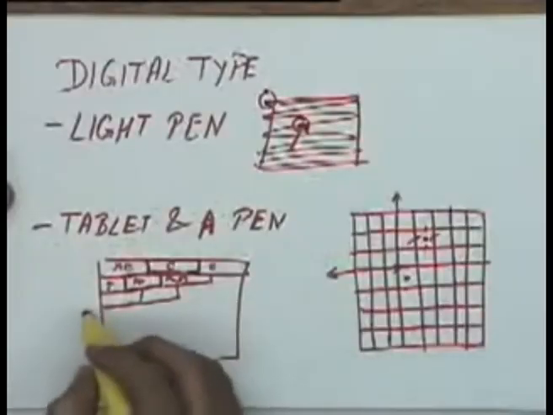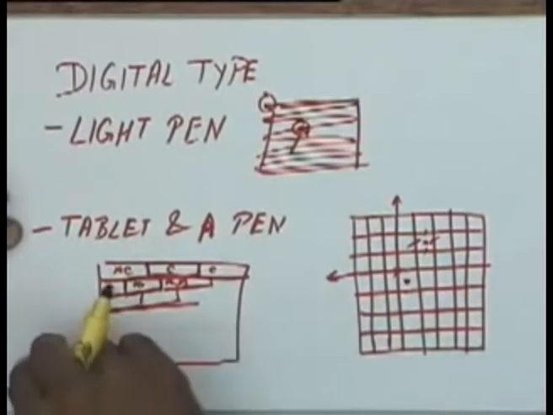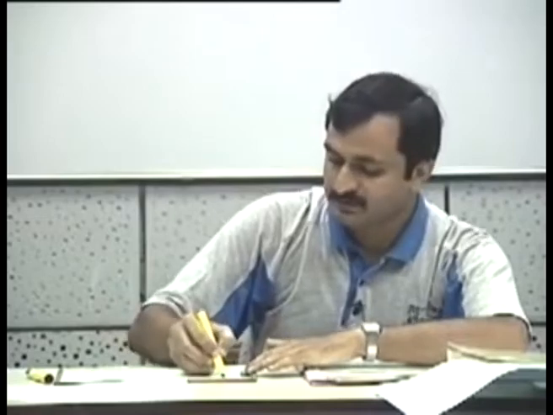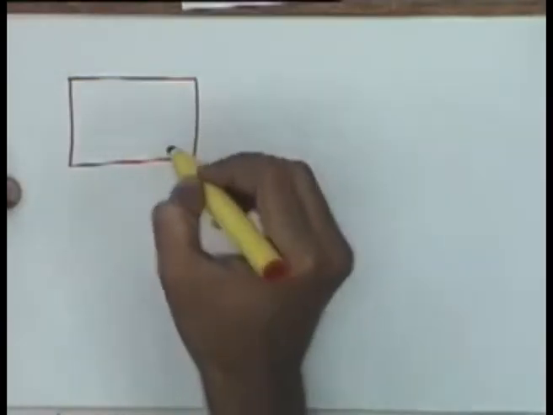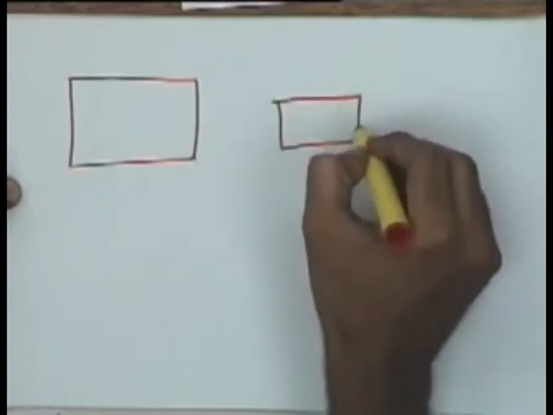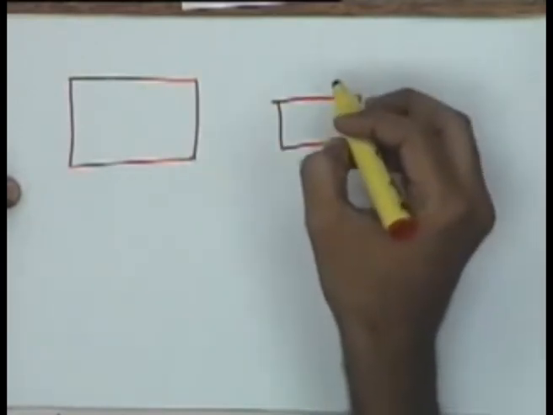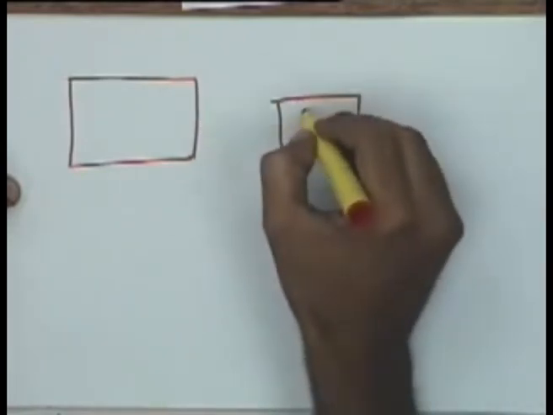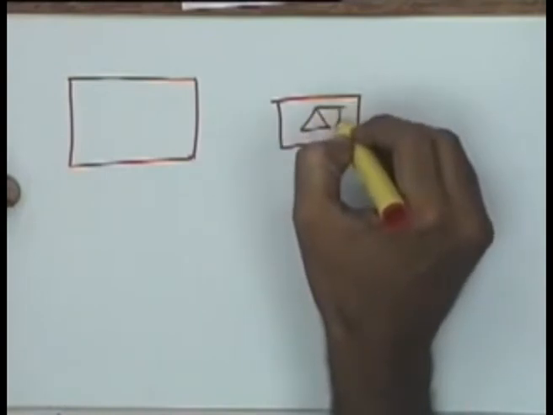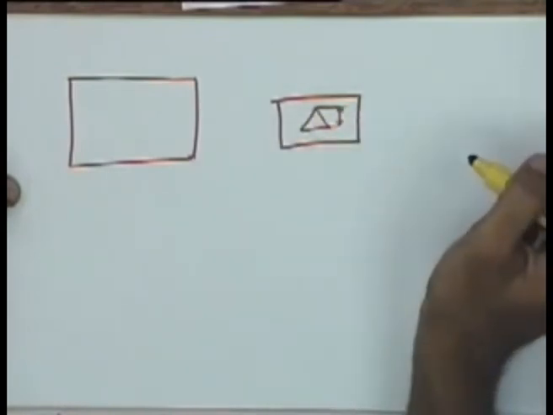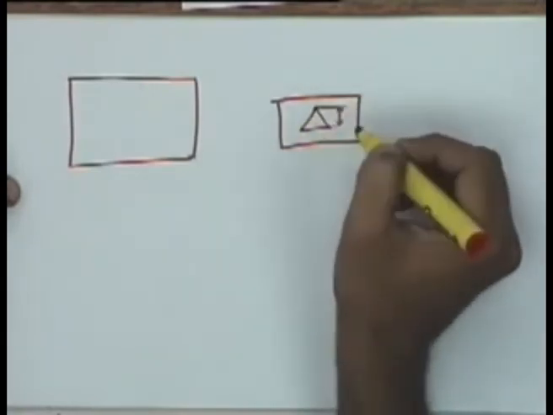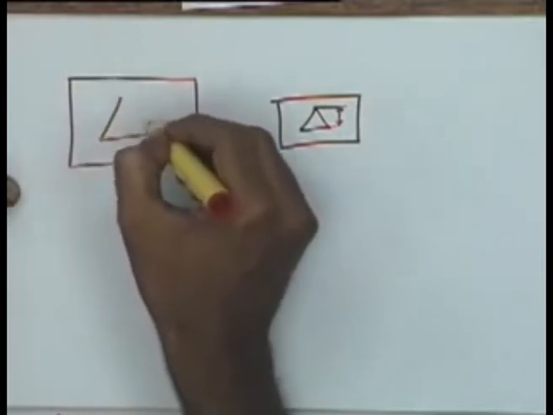Similarly, let us say this is the screen and this is my tablet. If on this tablet I keep a drawing, like this, and I take my pen and move it exactly along these corners, I will be able to get a similar figure on the screen.